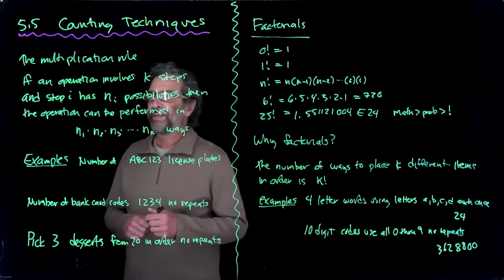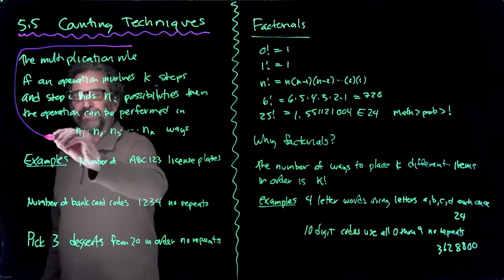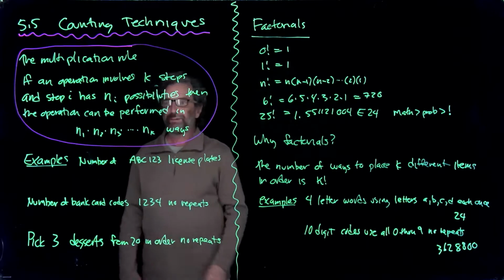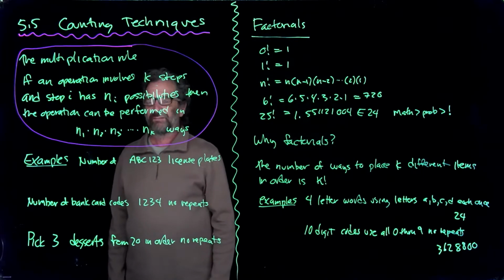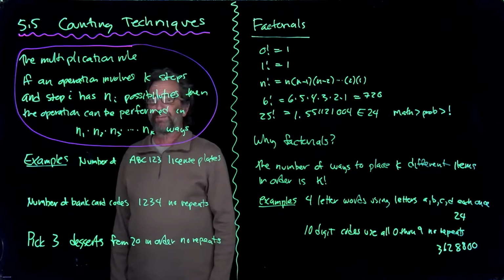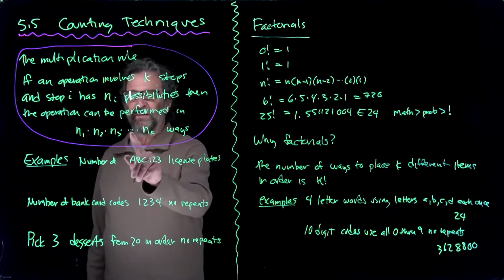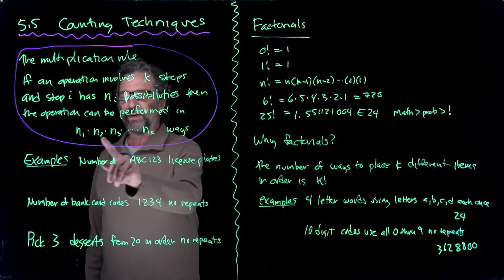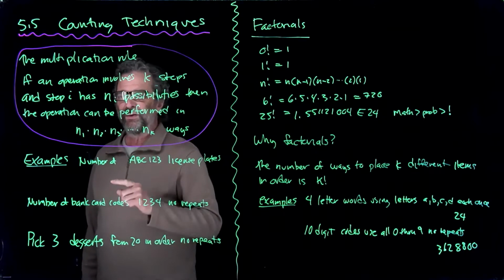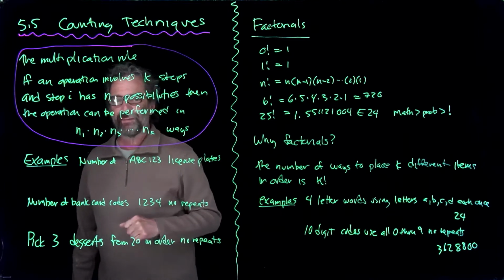So the basic idea, at least to begin with, for counting, is this thing called the multiplication rule. It says, if an operation involves k steps, and step i has n sub i possibilities, then the operation can be performed in the product of the number of ways you are allowed to use at each step. So there's n1 ways for the first step, n2 ways for the second step, and so on. You count the number of ways for each step, and you multiply them together, and that's the number of ways the operation can be performed.